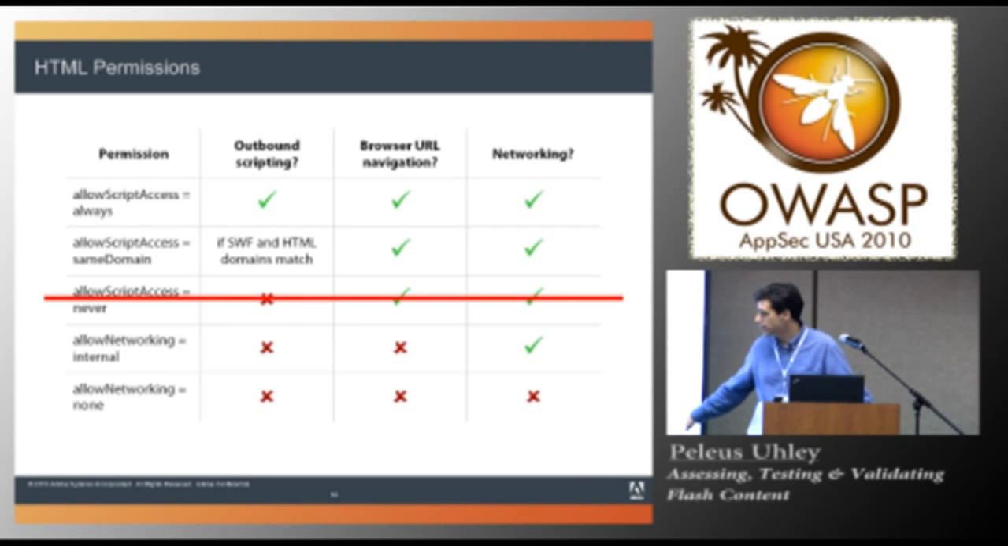And then there's allow networking equals none. Basically that just shuts the Swift off so that the Swift can only do whatever is compiled within the Swift. It can't talk to any servers. It can't call home. All it can do is whatever it was programmed to do and was shipped within that original Swift file.